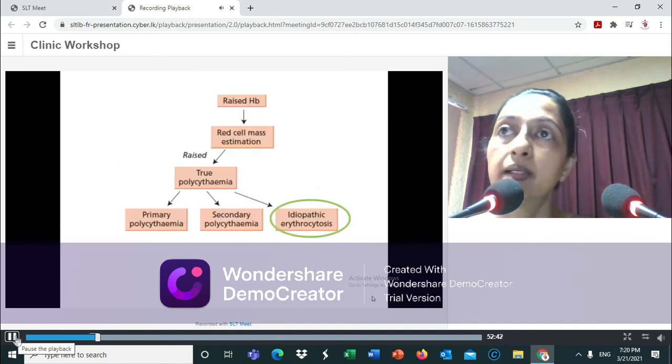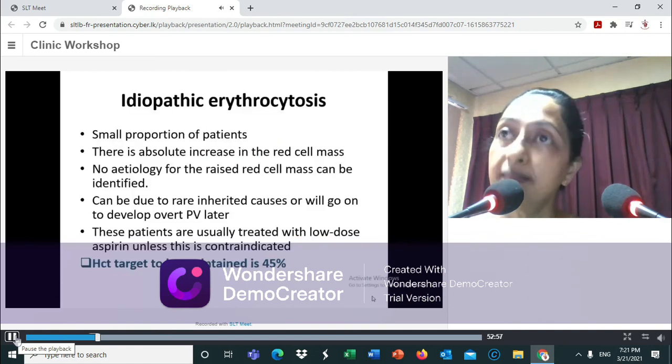Then a word about idiopathic erythrocytosis. What is it? There is true polycythemia, increased red cell mass, but you can't find a cause for the polycythemia. Then we put that patient into the idiopathic group. Only a small proportion of patients fall into this group nowadays because we extensively investigate and find some cause for most of the polycythemia.